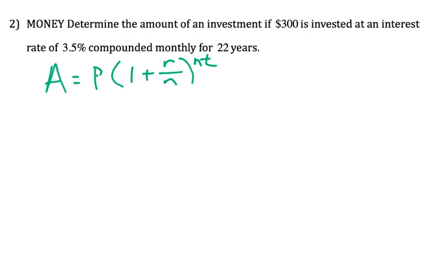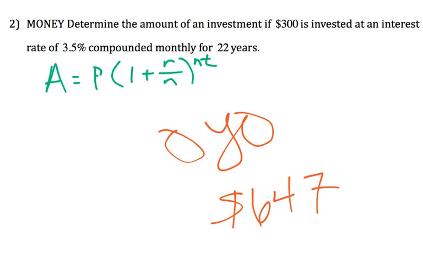Determine the amount of an investment if $300 is invested at an interest rate of 3.5% compounded monthly for 22 years. Let's make this an OYO problem and see if it comes out okay. So unless I made a mistake, I got $647 on that one.